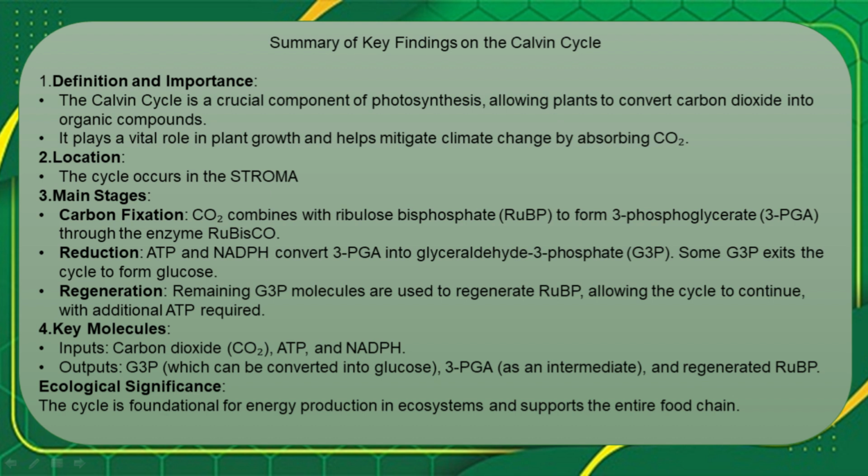Reduction. ATP and NADPH convert 3-PGA into glyceraldehyde 3-phosphate or G3P. Some G3P exits the cycle to form glucose. Regeneration. Remaining G3P molecules are used to regenerate ribulose bisphosphate, allowing the cycle to continue with additional ATP required. Key molecules. Inputs: carbon dioxide, ATP, and NADPH. Inputs are the substances or energy that are required for a process to occur.